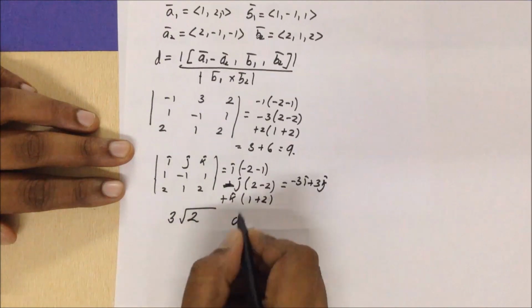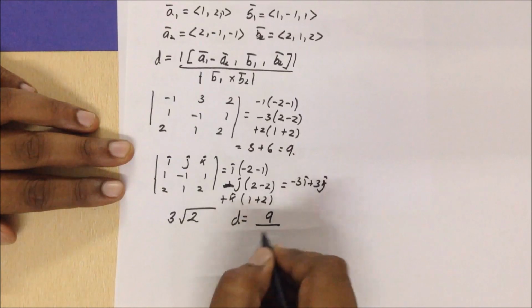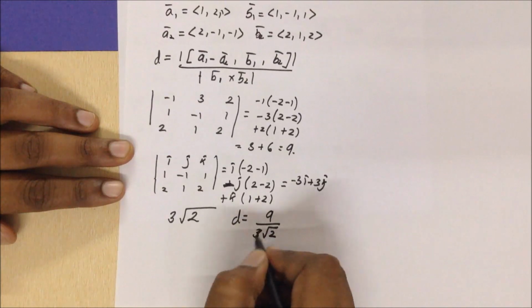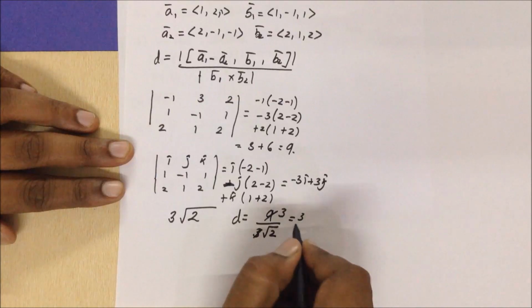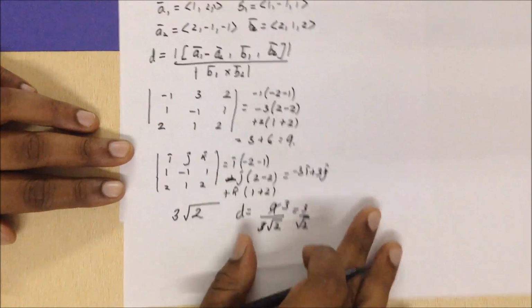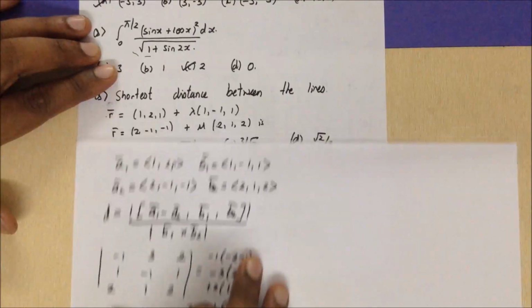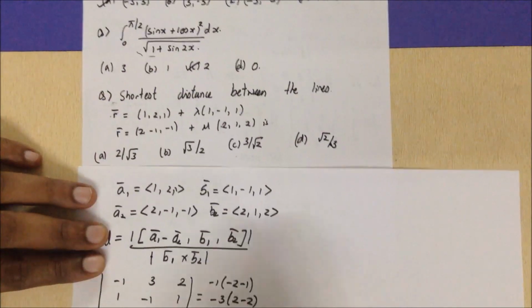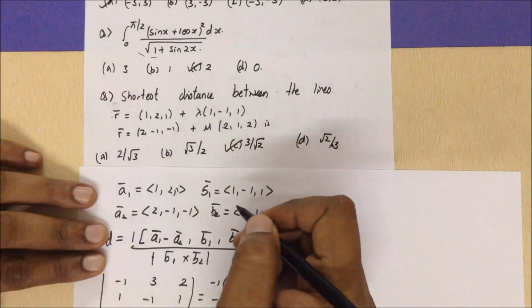So my d is going to be nothing but 9 divided by 3 root 2. So it's going to be 3 by root 2 as the shortest distance. If you check for that option, it's going to be 3 by root 2. So that's your option C.